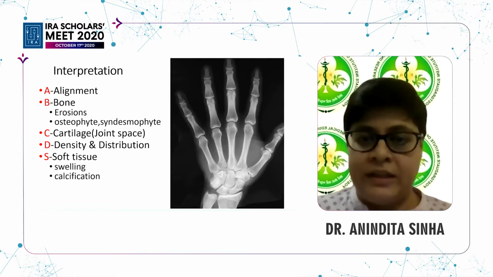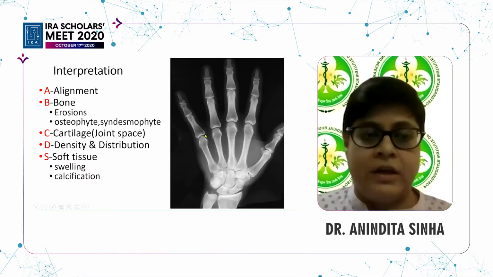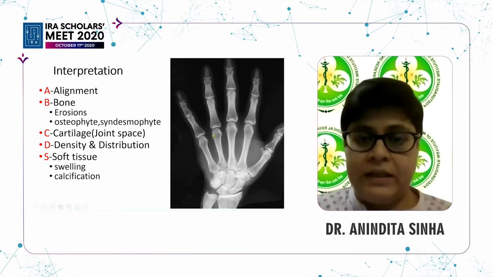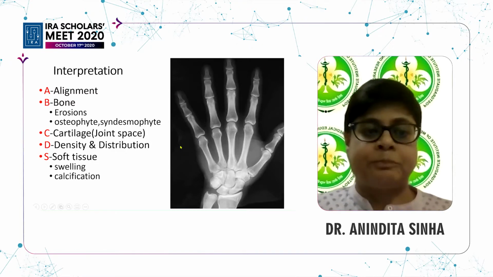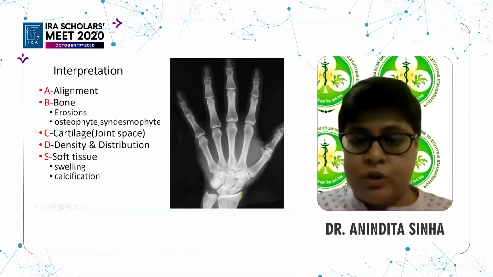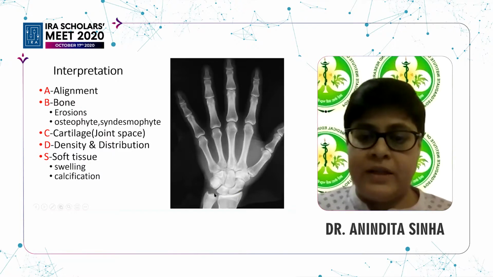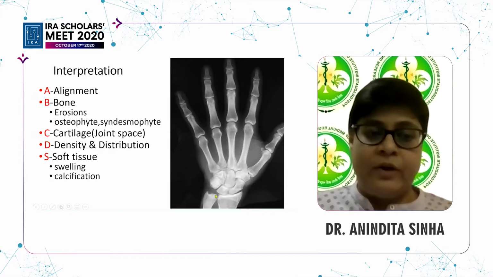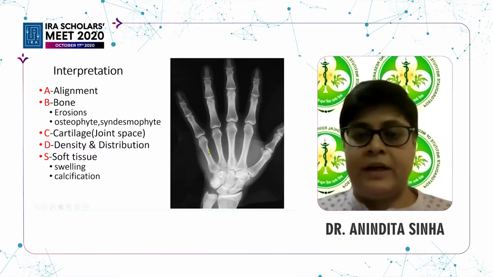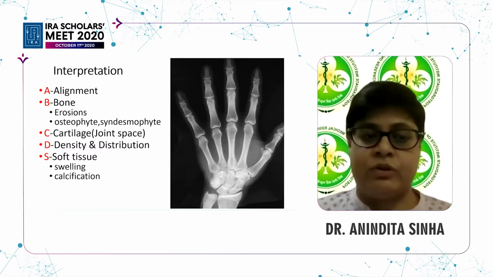And the ABCDs, first of all, are the alignment. So are these bones normally aligned, or are there any subluxation or malalignment or dislocations, which can occur in advanced stages? And then we evaluate the bone, whether there is any erosion or any osteophyte or any syndesmophyte in the axial skeleton. Now the cartilage means cartilage is not visualized on the X-ray unless it is calcified. So we evaluate the lucent area, which is the joint space caused by the cartilage and sometimes the ligaments over here, like the TFCC within the ulna over here. We also evaluate the density of the bone, the density of the soft tissue, as well as the distribution of the pathology, which is very important in helping us diagnose or give a differential diagnosis of what the disease is.